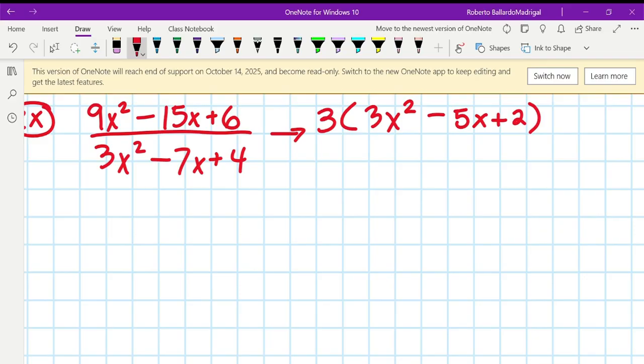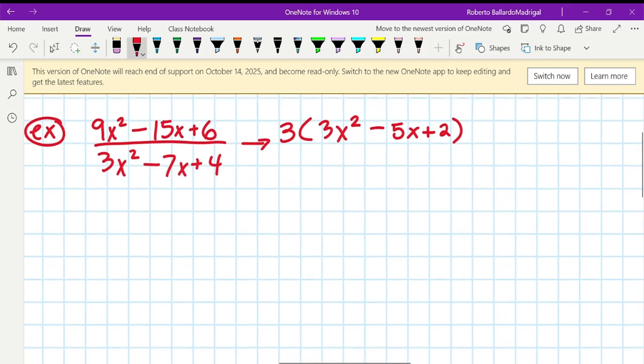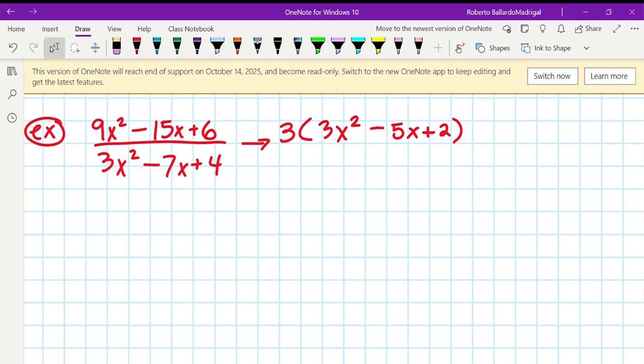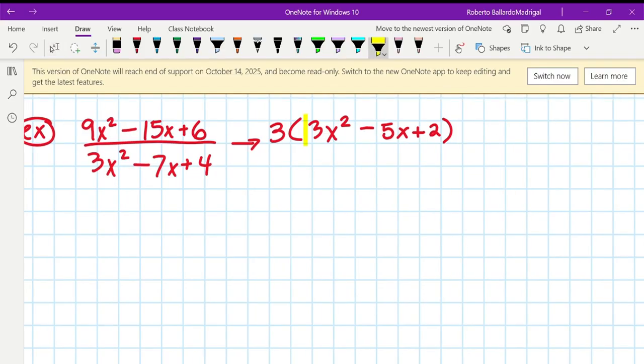What I did was I took the GCF of the top. Can we do the same for the bottom? Does 3, 7, and 4 have anything in common? No, they don't. Okay, so we're going to leave the bottom how it is. I'm not going to rewrite it as a new expression over here, because now what I'm going to do is take this and factor that. Now we're going to factor that.